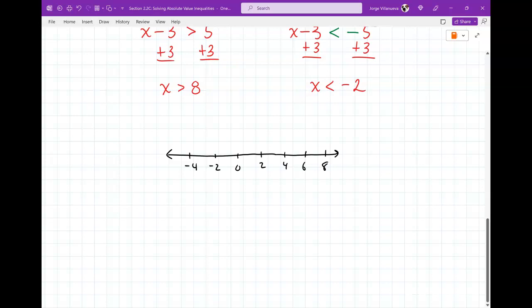All right, we'll go to the first one. X is greater than 8. So open circle at 8. Greater than means go right. The next one, x is less than -2. So open circle at -2, and I go left. And I'm done. That's it.